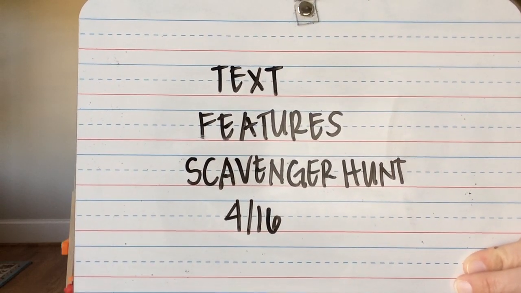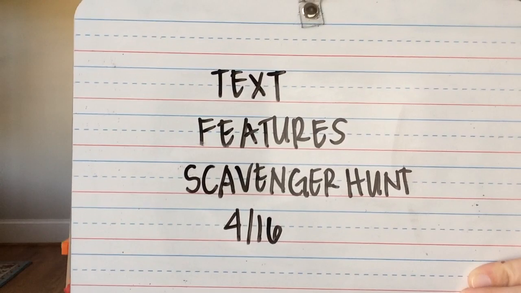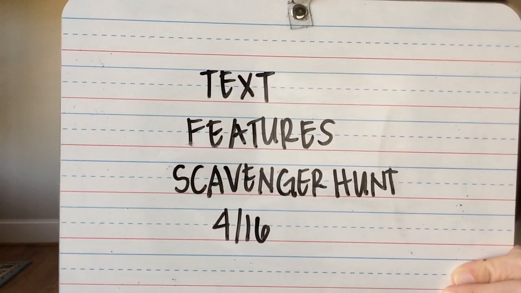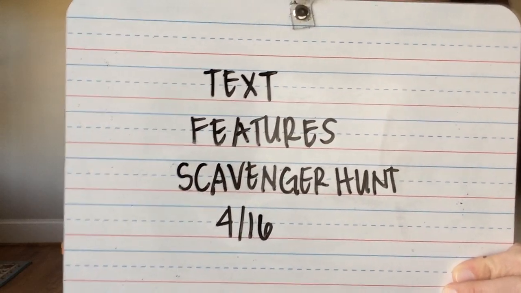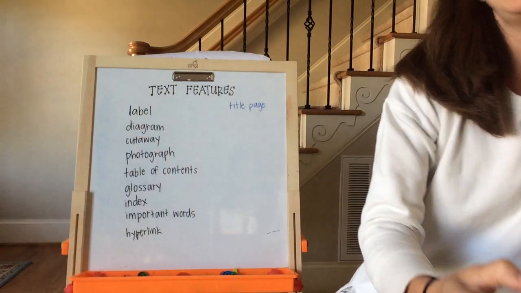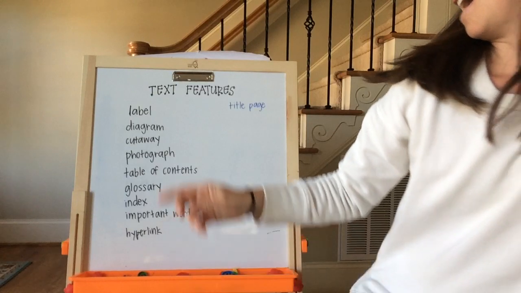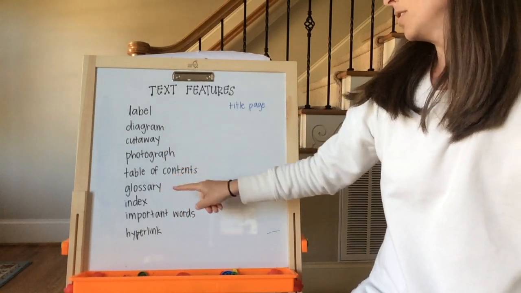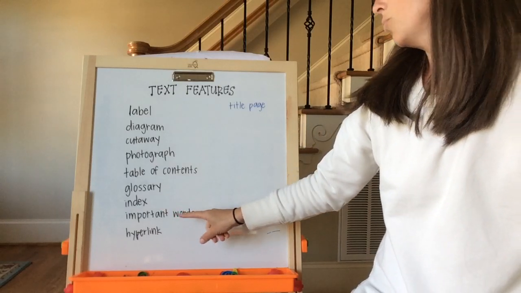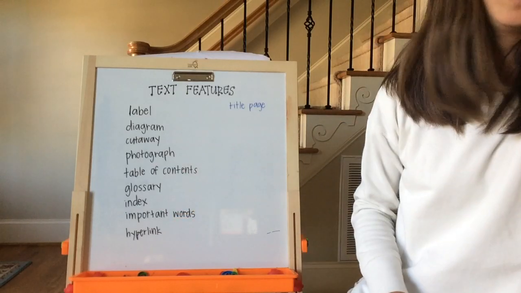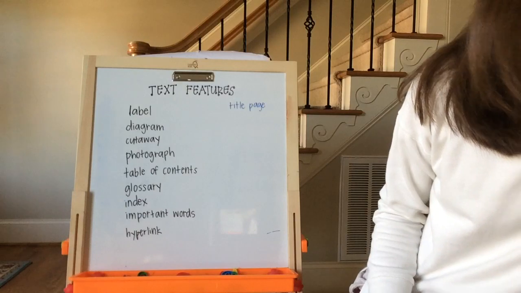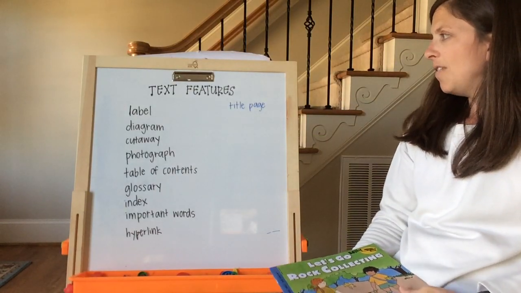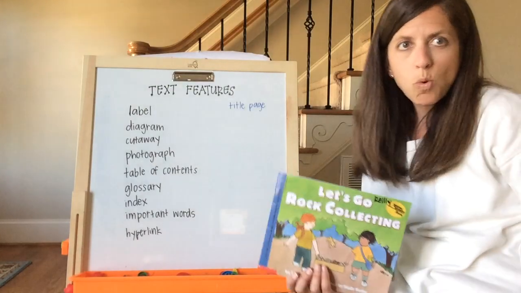So we are going to learn all about rocks today, and we are going to be looking for a list of text features while we read. I have this list started for us, and I have text features: label, diagram, cutaway, photograph, table of contents, glossary, index, important words, hyperlink, and title page. When we find these features while we're reading about rocks, I'm going to just give it a tally because we might find it more than once.